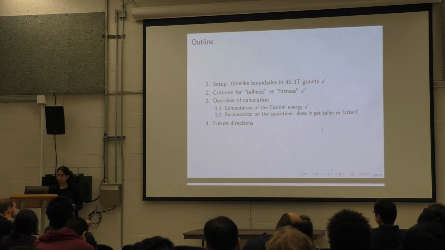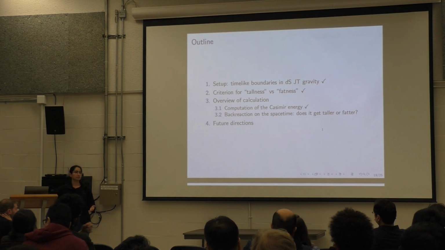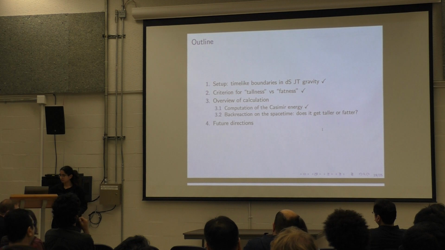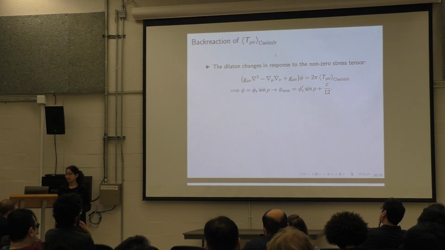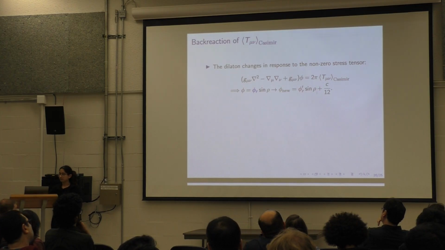Okay. So now that we've computed the Casimir energy, we can move on and find the back reaction of the space-time and see what happens to the locations of the boundaries and whether the space-time gets taller or flatter. Just a reminder, the dilaton will change in response to this non-zero stress tensor. In particular, the dilaton changes from some initial configuration phi sub r sine rho to some new configuration where we have an in general unfixed constant phi sub r prime times sine rho plus c over tau.